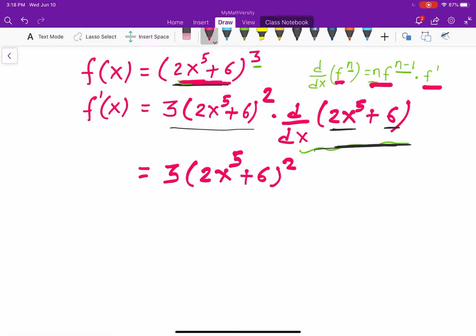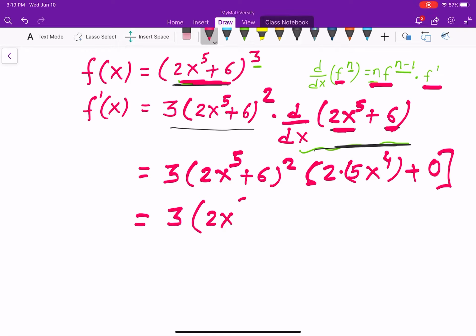So what is the derivative of 2x to the power 5? 2 stays as it is, multiplied by the derivative of x to the power 5, which is 5 times x to the power 4, by using the power rule. Plus, what is the derivative of 6? 6 is a constant, so its derivative is 0. So we have 3 times 2x to the power 5 plus 6 squared.